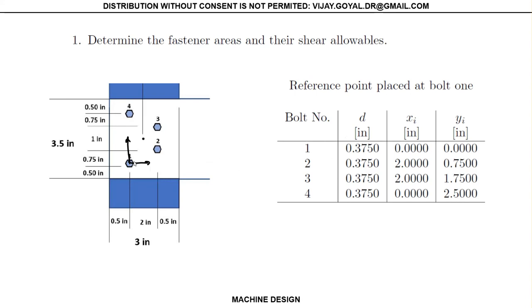Then from here, the distance from here to here is 2. Two in this direction, 0.75 up. And then this one is 2 inches, and is 0.75 going up, and so on and so forth. You can find what each one of these will look like. 1.75, and this is 0 because it's on the same axis, and the distance from here to here is 2.5. So just fill this information in.